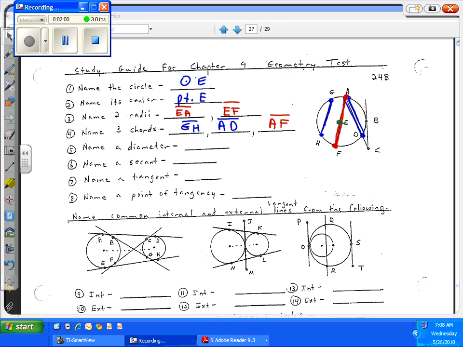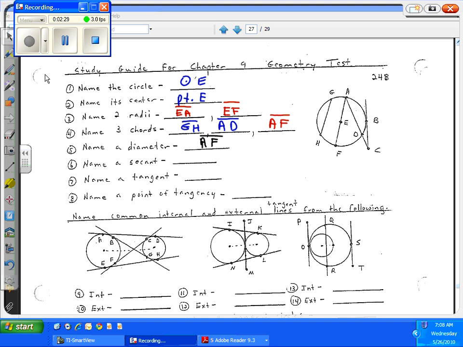But AF is a special type of chord. AF is a chord that passes through the center. It represents the full distance across the circle, and we call that a diameter. A diameter is a chord that passes through the center of a circle. A diameter is the distance across a circle. A secant, the way I remember it, it goes through the C and can't stop.